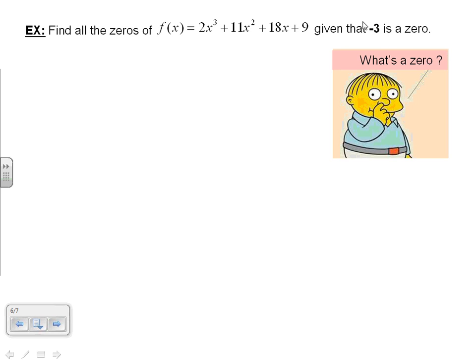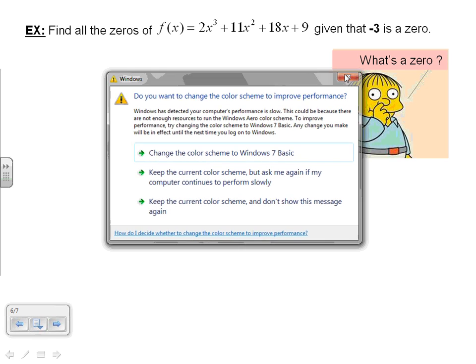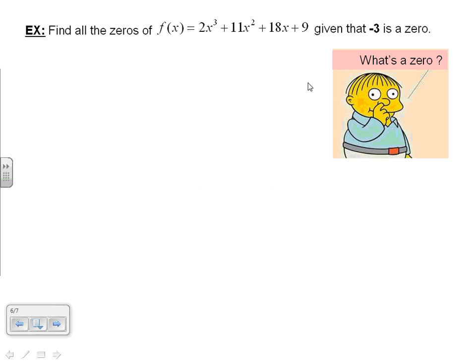So here's one of my favorite cartoon characters, Ralph Wiggum here, asking what a 0 is. So if you don't know, a 0 is a value that when you put it into your function, your output is, guess what? 0. Okay, so really, quite simply, we're just going to evaluate the function at x equals negative 3. That's really all that we're doing here. But once we do that, we're going to need to find all the other zeros.